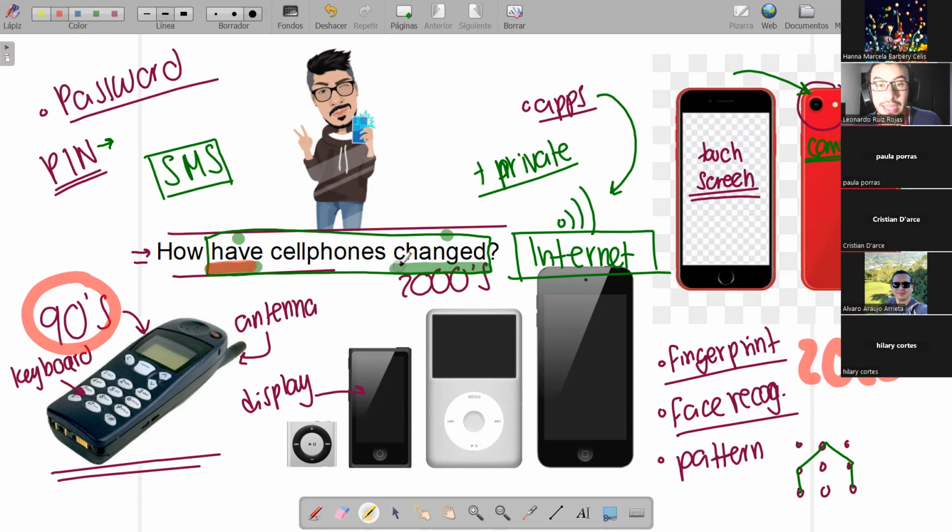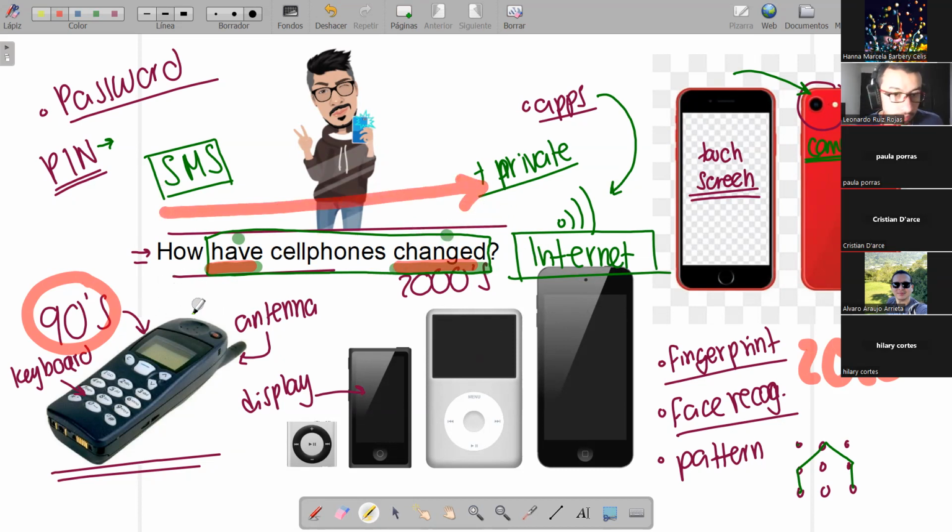How have the cell phones changed? ¿Cierto? Como han cambiado. No usamos pasado simple porque no se ha acabado, ¿cierto? Tampoco presente porque estamos incluyendo tanto el pasado como el presente, right? So how have the cell phones changed? Talking about a long process during the whole story, the history, right?